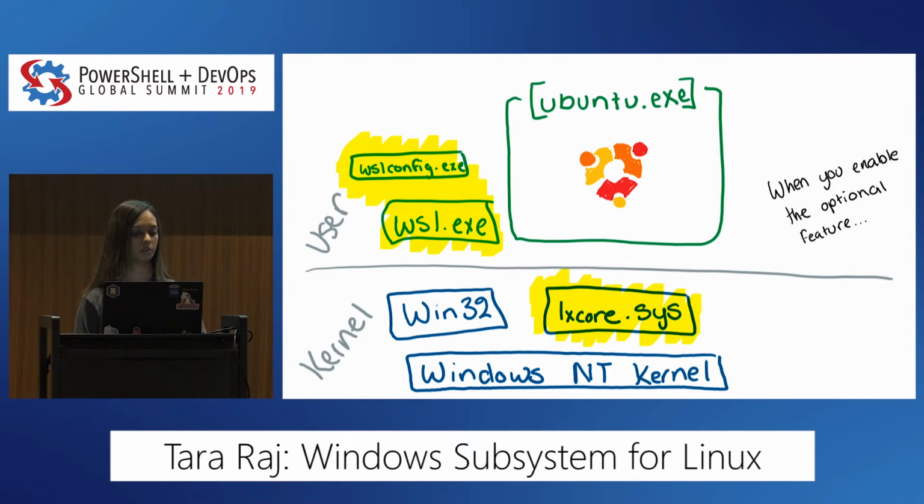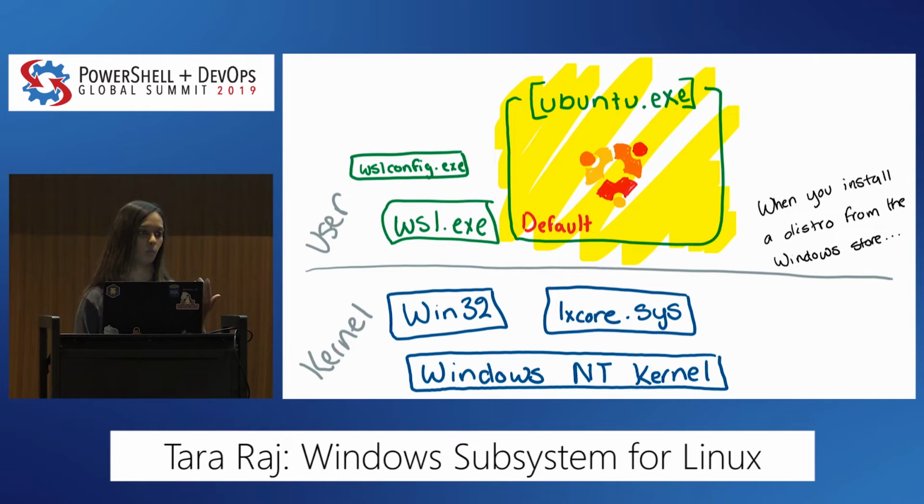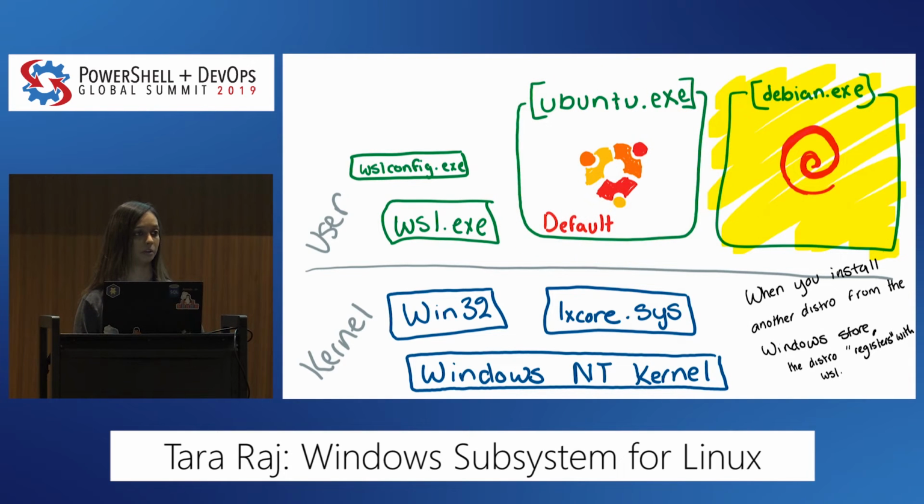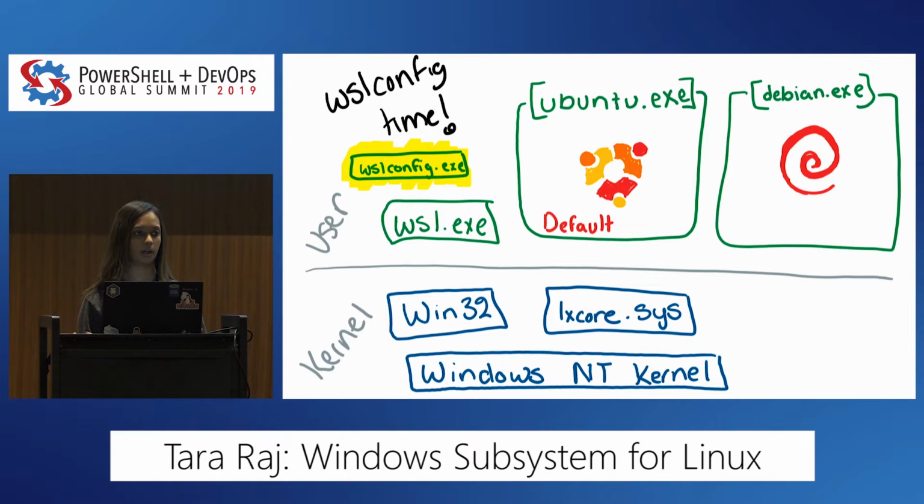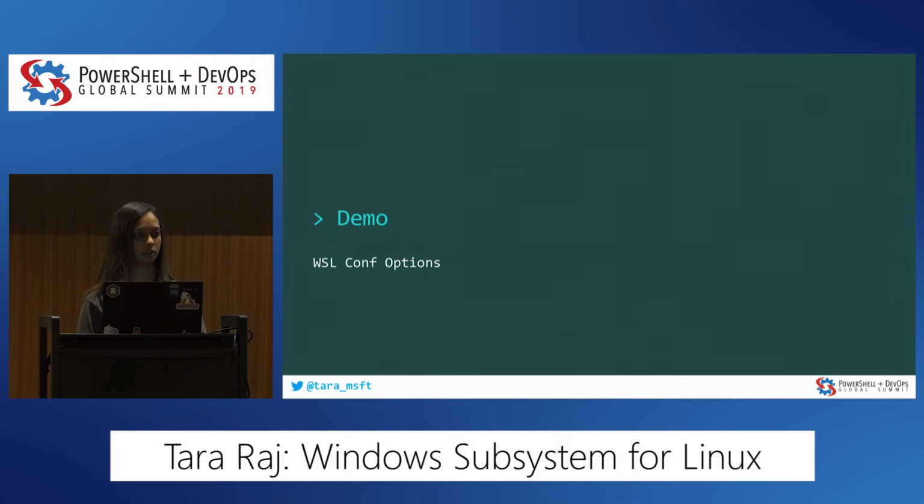When you enable the optional feature, you'll get these three components, and then when you get it from the store, you then get your distro itself. The first distro you install is your default, but you can install many distros, run them side by side, and so the other distros are also available in the store. So now let's talk about the WSL config helper tool a little bit. And I'll do a quick demo of some of the things you can do with that.